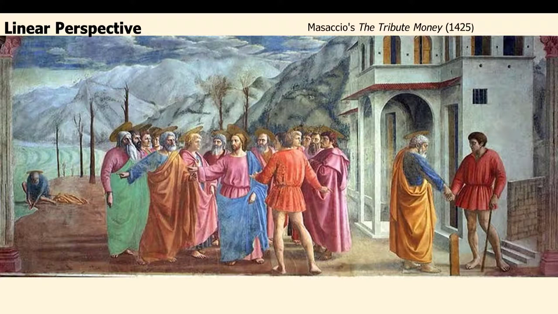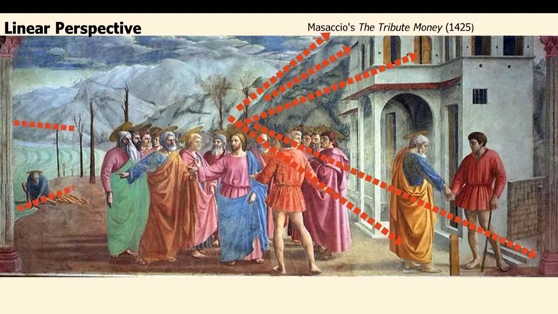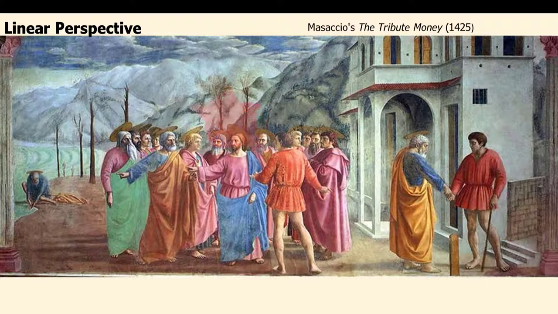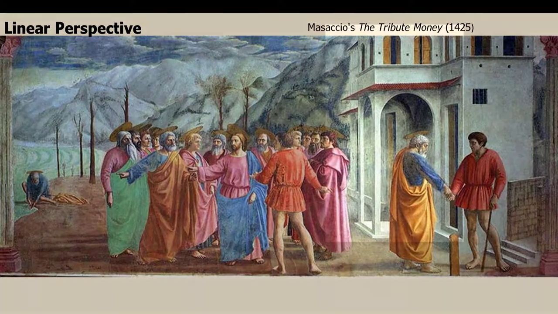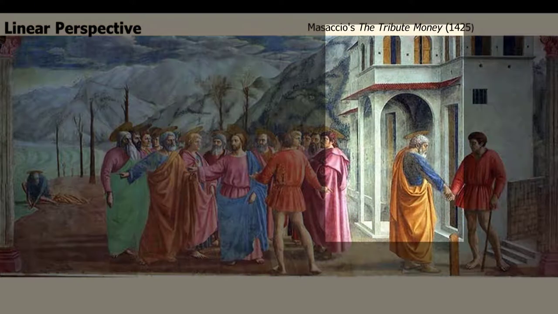So these lines, such as this diagonal line at the base of the building, the ledge of the building, the steps, the lines formed by these mountains, the top and bottom of the seashore, they all lead the eye to a single vanishing point. They are creating depth. So this building, for example, doesn't look flat.